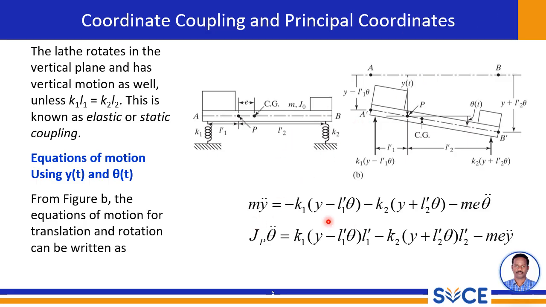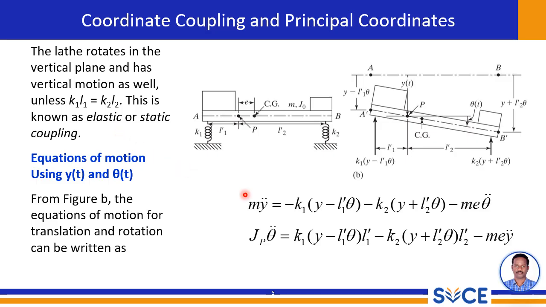Here, we are having the equations. Crucially, the motions are going to be coupled or uncoupled. It is to be seen how to couple and uncouple the equations. If the coupling is to be disabled, then we have to go for K1 L1 equal to K2 L2. If this is satisfied, then it is known as elastic or static coupling.